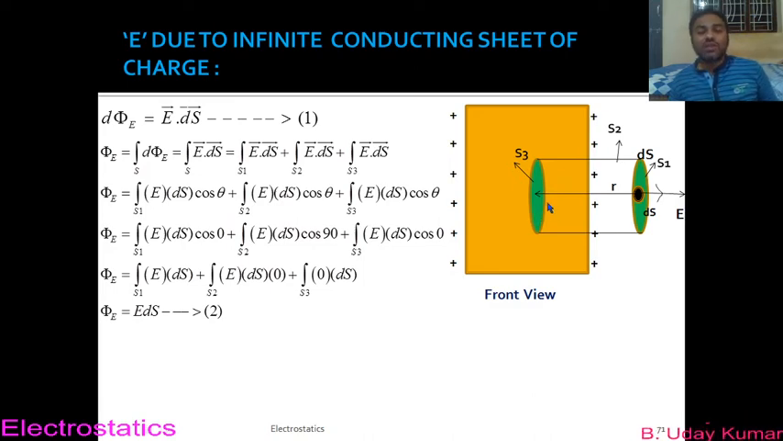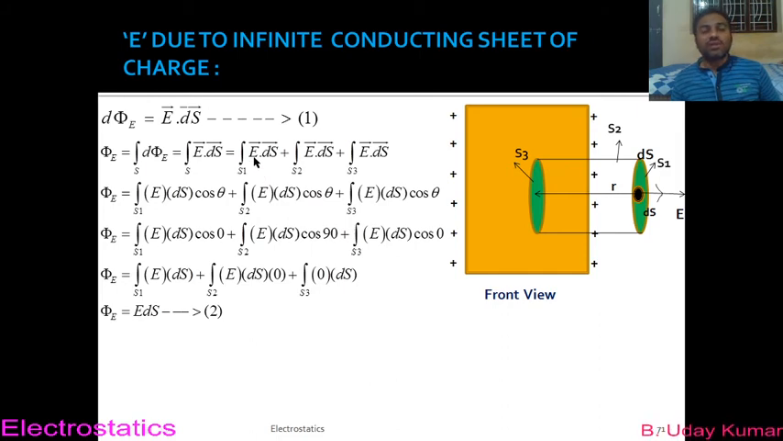Now the total flux coming out of this closed surface can be written as the sum of the fluxes coming out of S1, S2 and S3, which are denoted mathematically here. This is integral E dot ds over S1, that is the flux coming out of surface S1, this is the flux coming out of surface S2, and this is the flux coming out of surface S3. What S1, S2 and S3 are, you can understand from this diagram.